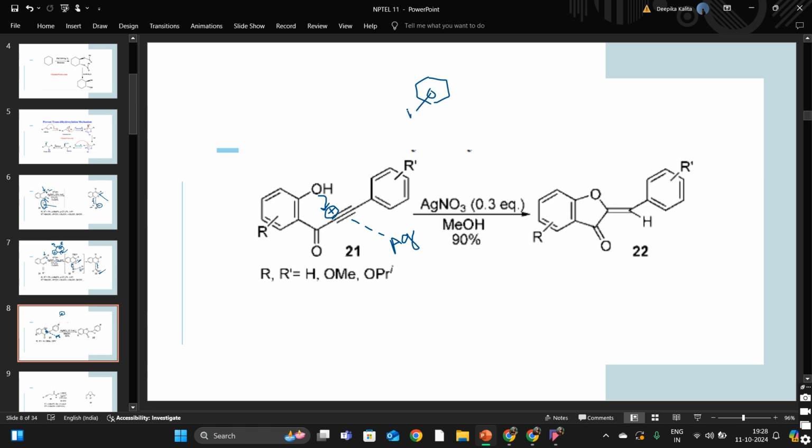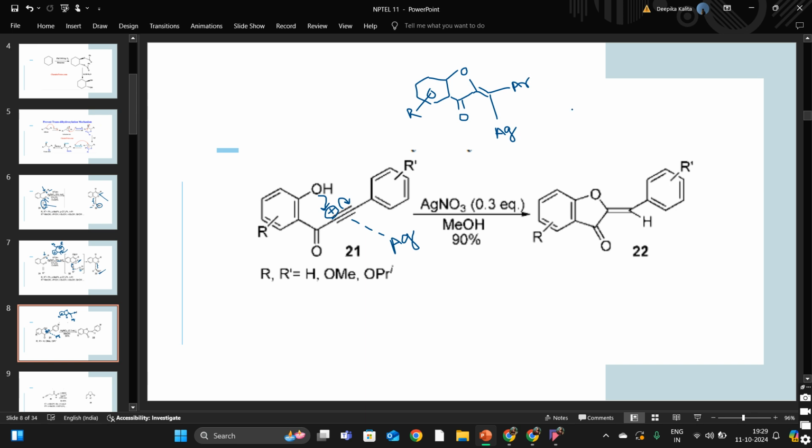The phenyl ring is here, and this oxygen atom is linked to this carbon, and the electron push, if you show in this way, you can show the bond formation between carbon and silver. And here you have another aryl substituent.